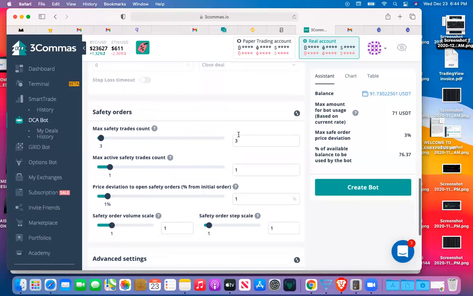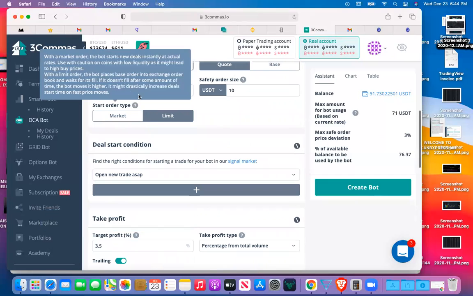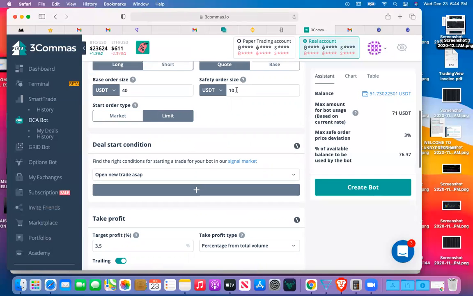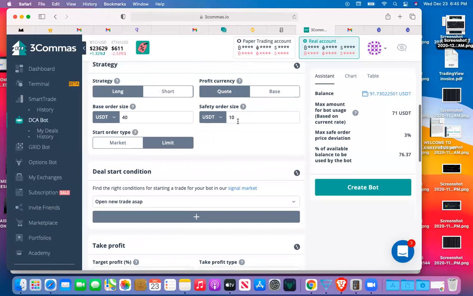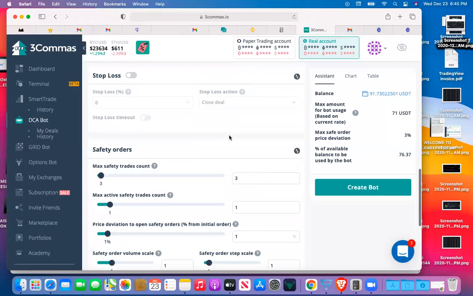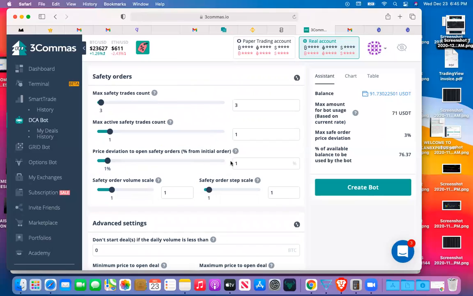Now, the next is this one. Why is it 1? Active safety order means that immediately you open my main trade, which is $40, it is going to open this one and place the price by the deviation. So if the market immediately pulls back and buys this $10, it is going to add up to this, making $50, take the cost average and place a new take profit price. Okay. Now what I'm going to do here is look at this price deviation to open.